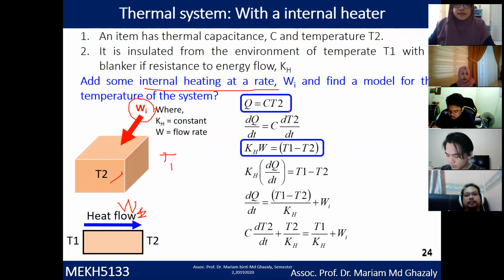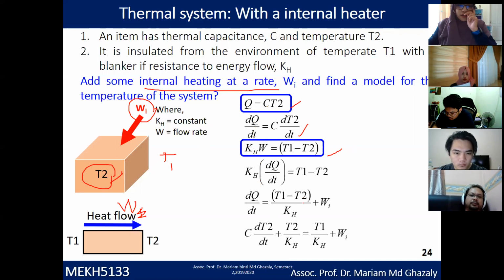Find a model for the temperature of the system. Let's do the first equation. Get the equation for Q for T2. So Q equal to C T2, and dQ over dt, you get this equation. Next, you get KH W equivalent to T1 minus T2. Then you rearrange this equation to become dQ over dt equivalent to T1 minus T2 over KH.